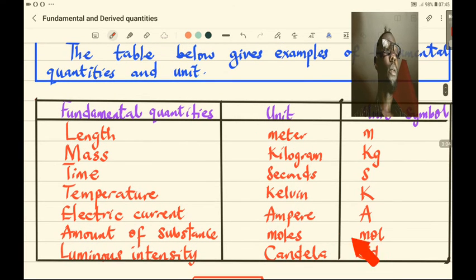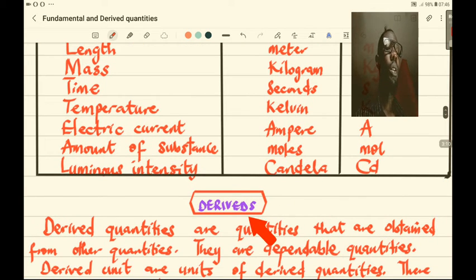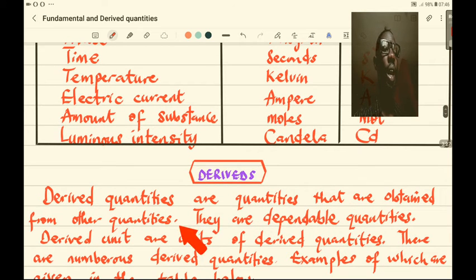So these are the fundamental quantities that we have in physics. Now we also have derived quantities. What are derived quantities? Derived quantities are quantities that are obtained from other quantities. They are derived, they are not themselves natural. They are dependable quantities, that is, they depend on other quantities.